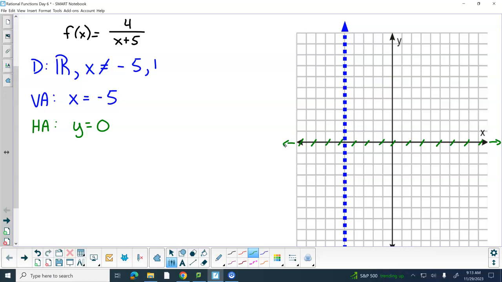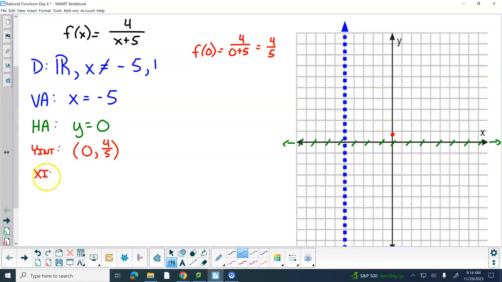Okay. Step number 3. Y-intercept. What is my y-intercept? 0, 4/5. Okay, remember on that one again, we plug in 0 in our function. So that would be right there. Okay.